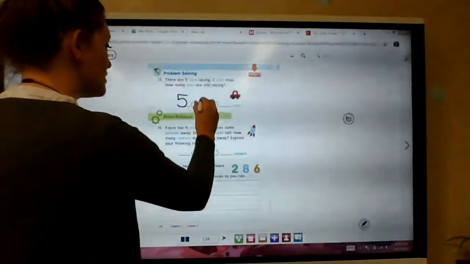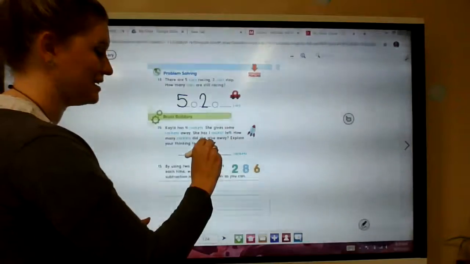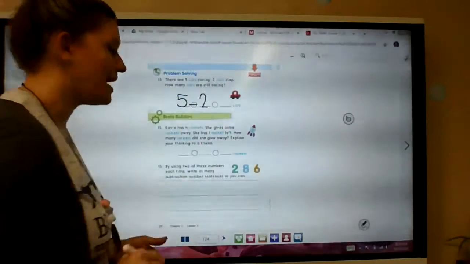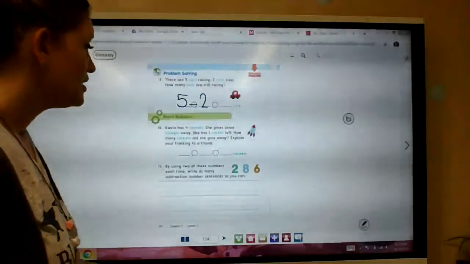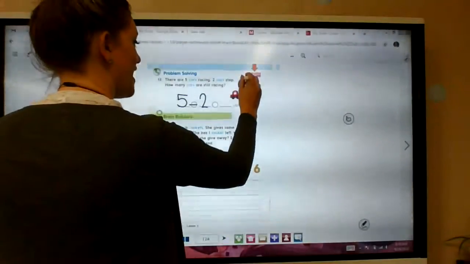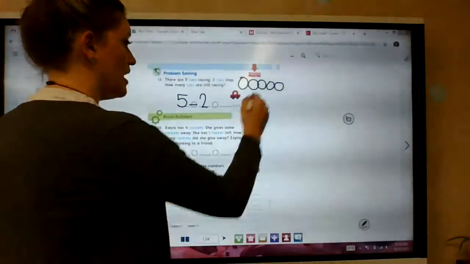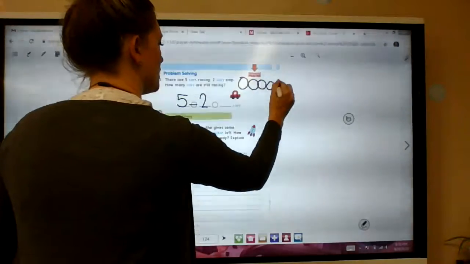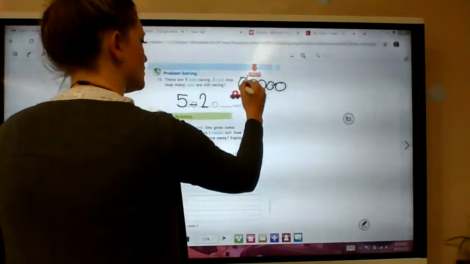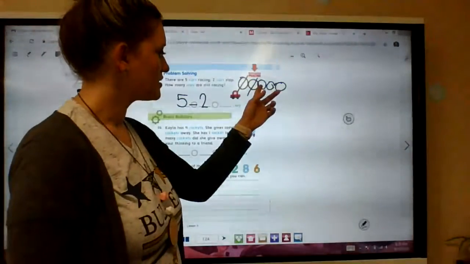So 2 cars left the race. So if they're leaving, do I put a plus or a minus sign? I need to put a minus sign. 5 minus 2. So maybe I might draw a little picture. If I have 5 cars and 2 of them stop, how many cars are left running?